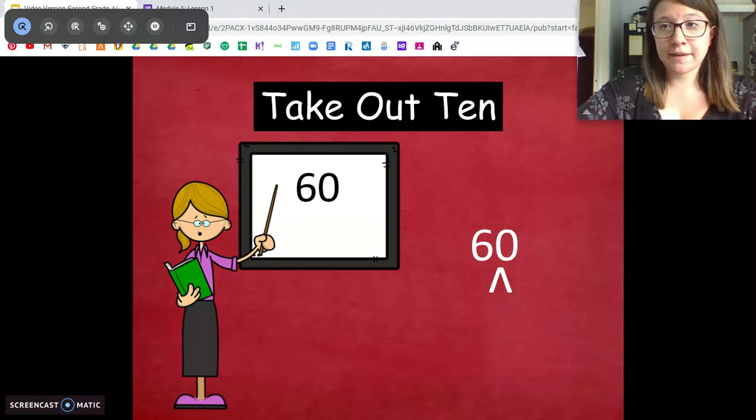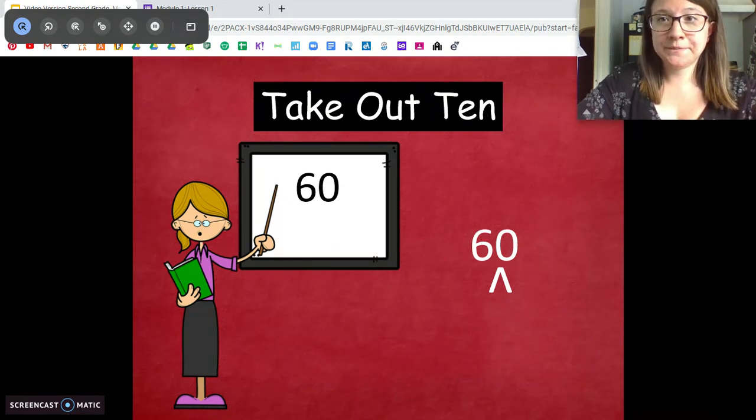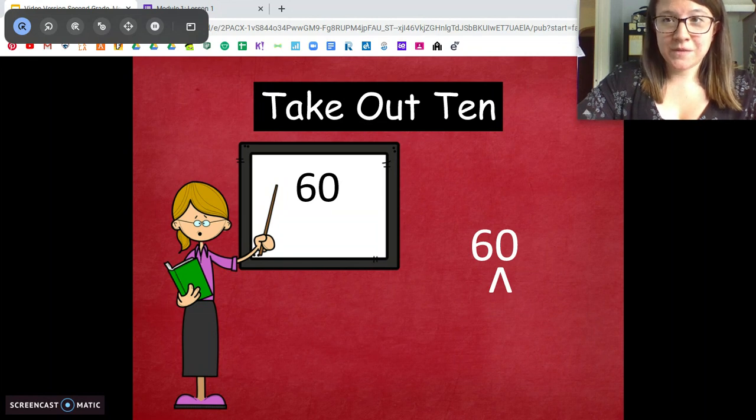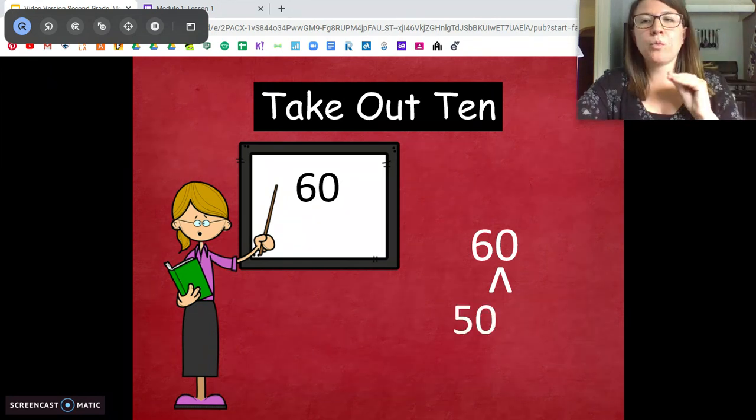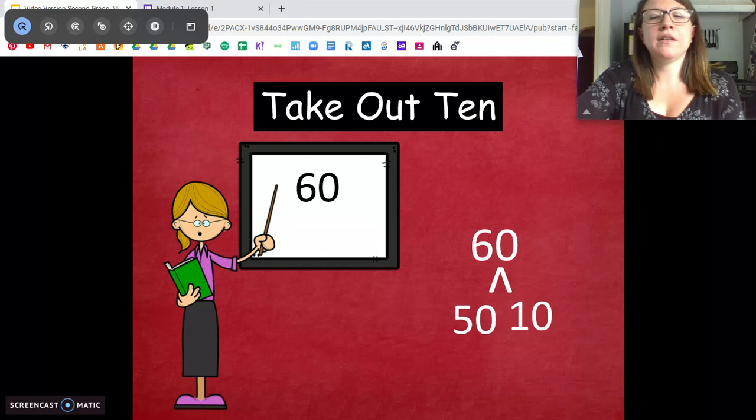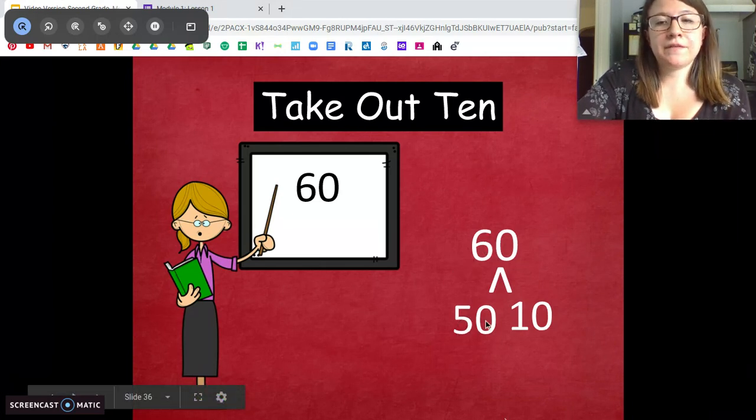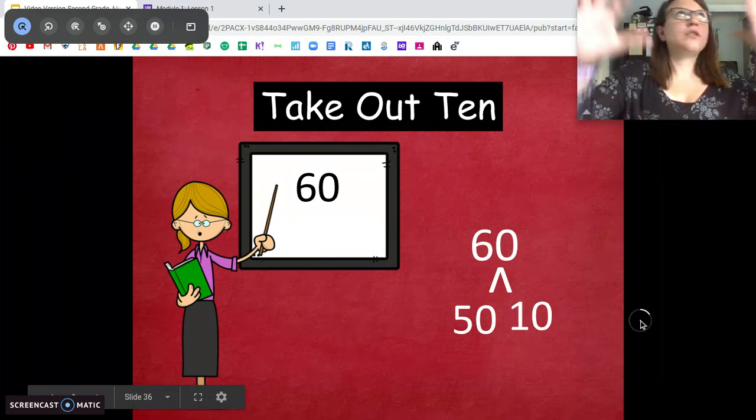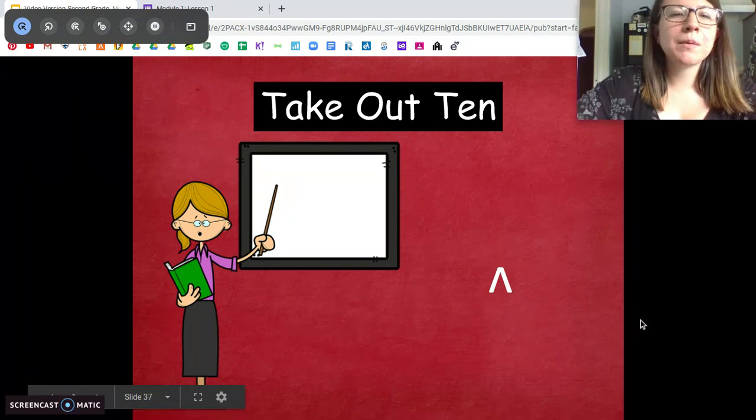60 is your whole. Take out 10. Pause the video. Show me the number bond. Ready? Okay. 60 on the top. One of our parts is 50. The other is 10. 60 minus 50 equals 10. 60 minus 10 equals 50. 50 plus 10 equals 60. So many addition and subtraction problems with number bonds.